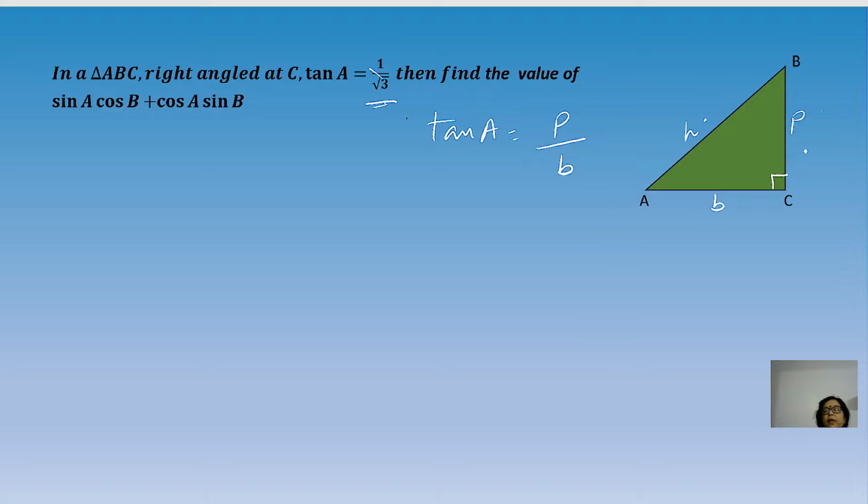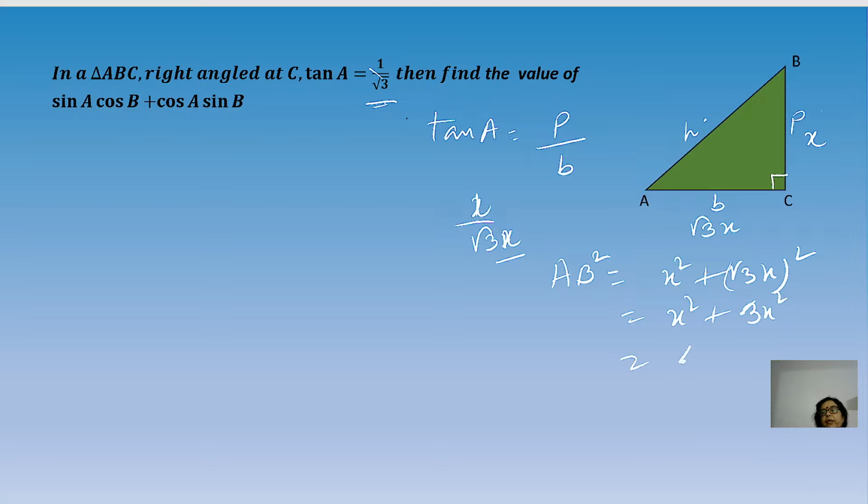So we can do one thing: for 1 by root 3, take the highest common factor as x. The perpendicular becomes x, and the base becomes root 3x. Now we can find AB with the help of Pythagoras theorem: AB square is equal to BC square plus AC square, that is x square plus root 3x the whole square. This becomes x square plus 3x square, that is 4x square. So AB is equal to 2x.